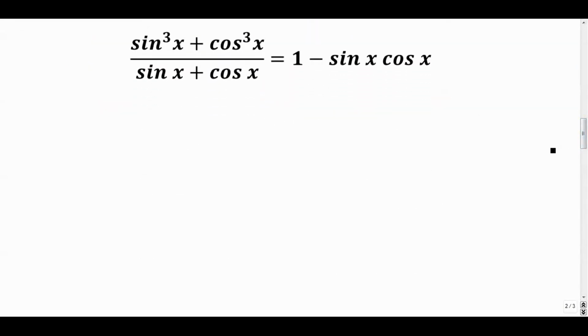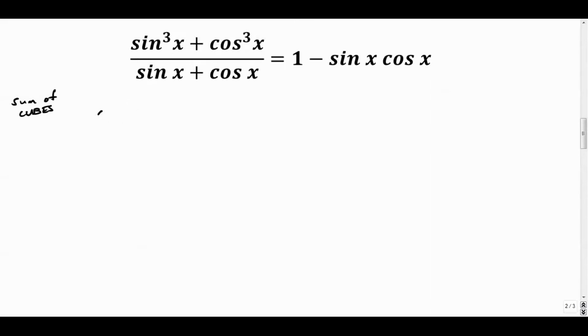Okay, here we have a numerator that has these exponents of 3. I would definitely say the left-hand side is more complicated looking, so let's take a look at the numerator and notice that it's the sum of 2 cubes, the sum of cubes formula. So over here I'll write that down, the sum of cubes formula.